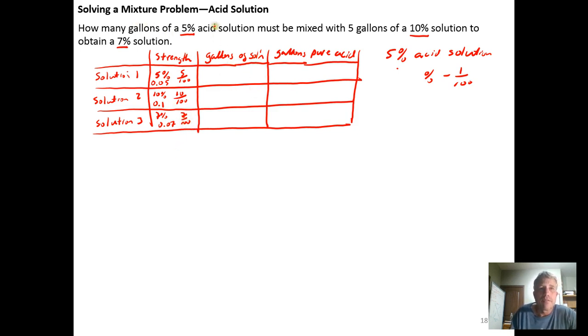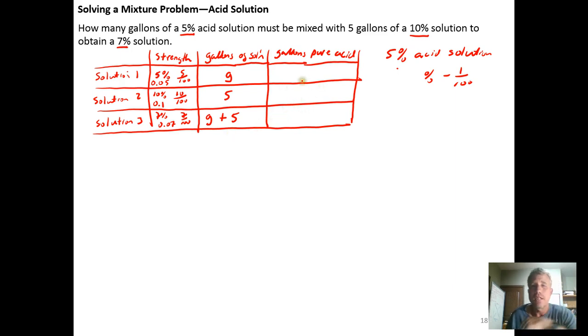And then we have gallons of solutions. How many gallons of 5%? So the 5% solution is unknown. We'll represent it with a G. And we're going to mix it with 5 gallons of this 10% solution. The 10% solution, there are 5 gallons. So the mixture of the 2 is going to be G gallons of 5% plus 5 gallons of 10% to get the number of gallons of 7%.